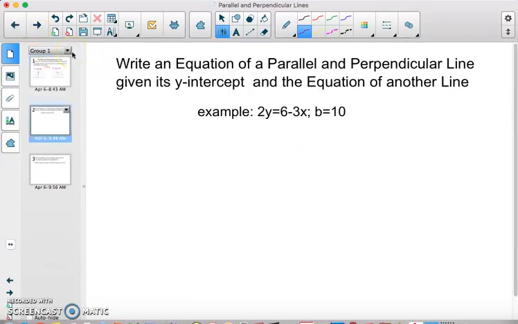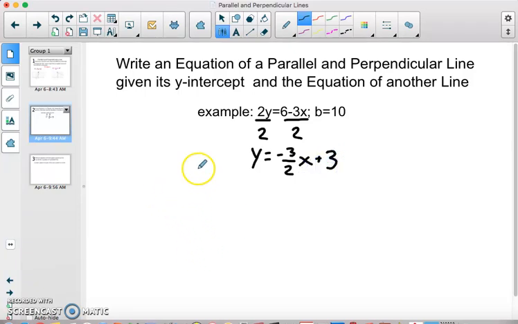Next, in our example, we want to write an equation of both a parallel and a perpendicular line when we're given the y-intercept and the equation of another line. First, what we need to do is put this equation in slope-intercept form. So we want to make sure that y is by itself, so I'm going to divide by 2. So my equation in slope-intercept form is y equals negative 3 over 2x plus 3.